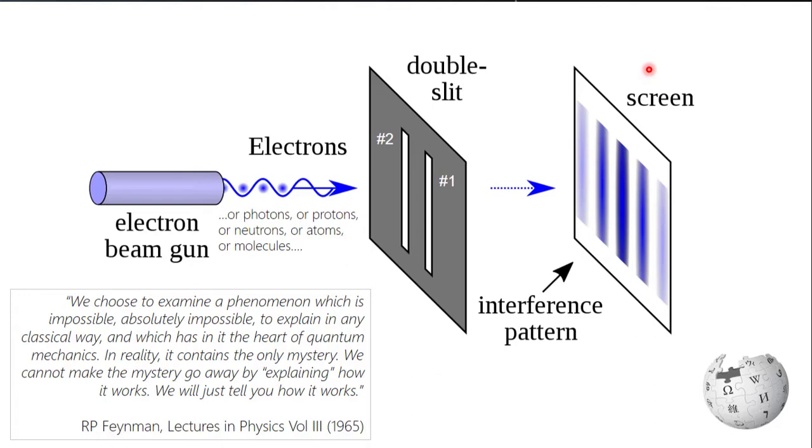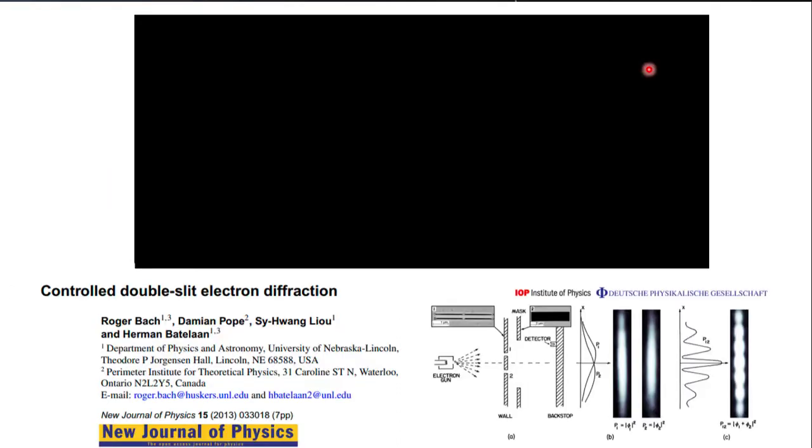And I'm going to focus on what happens in the single particle limit, when we are putting single electrons or single photons or single atoms or single molecules through these slits. And we still see this interference pattern appear. So here's something from 2013: controlled double slit electron diffraction. They've even used part of the diagram, this part, from Feynman's lectures in physics all the way back in '65.